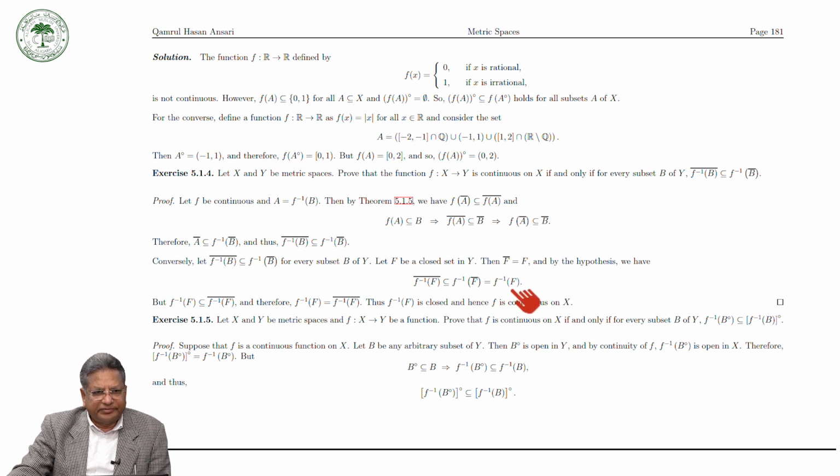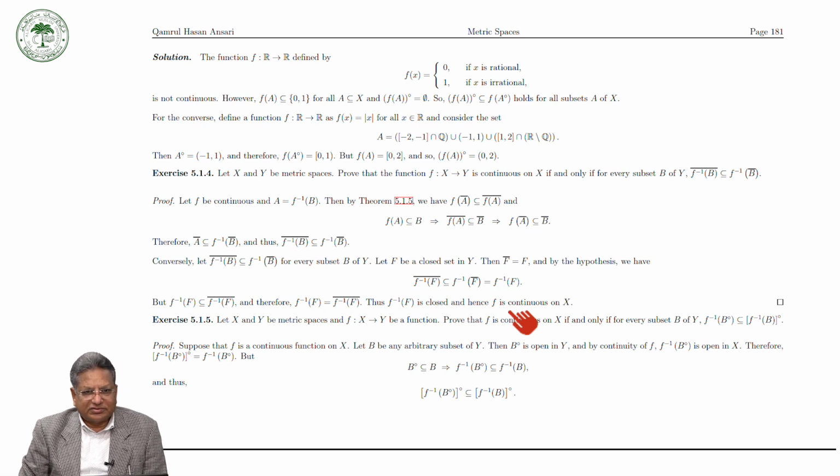So it means that the closure of f inverse f is a subset of f inverse f. But this is always a subset of this one. And therefore, this is equal to this one, and hence f inverse f is closed, and therefore the function is continuous. So we have proved that the function is continuous.